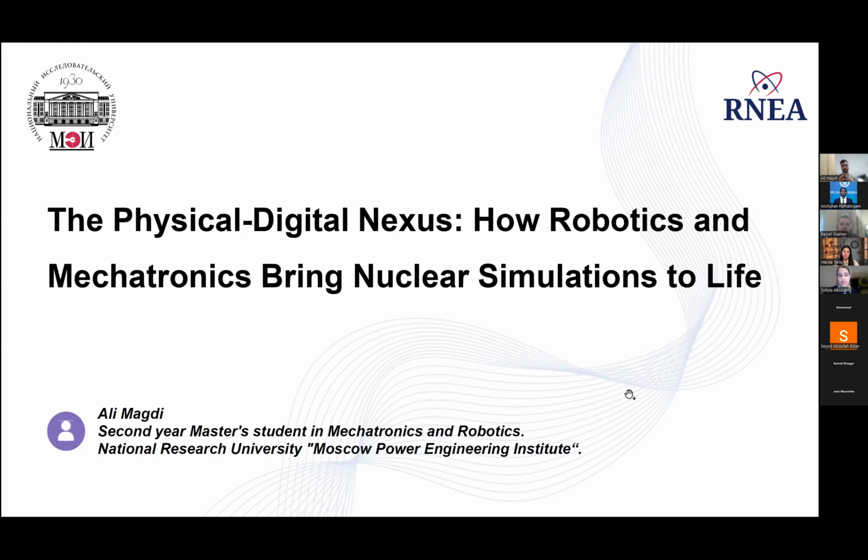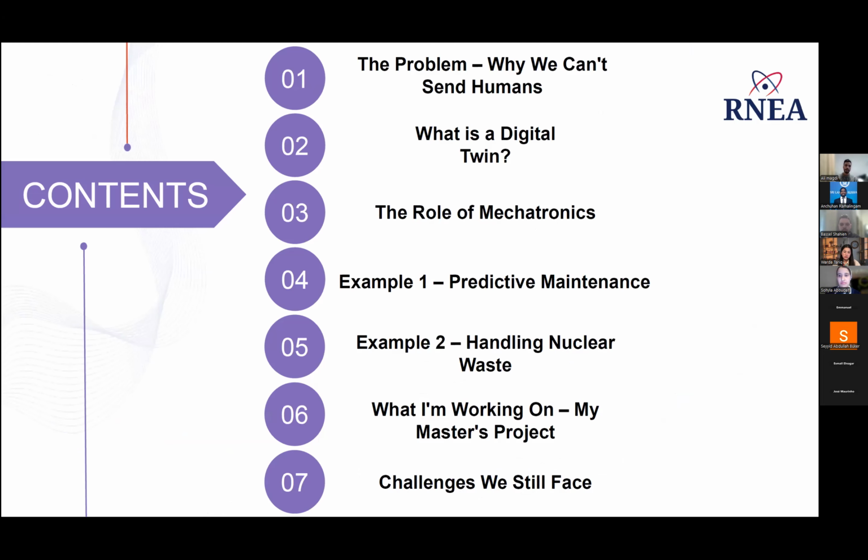Think of it this way. Scientists give us the map of the nuclear world. We build the vehicle that can actually drive around the map. So in the next few minutes, I will show you how robots and smart systems are helping make nuclear energy safer and more efficient. If we go to the next slide, we will see the contents today. We'll speak about 7 things. And if we go to the next slide, we will start with the problem.